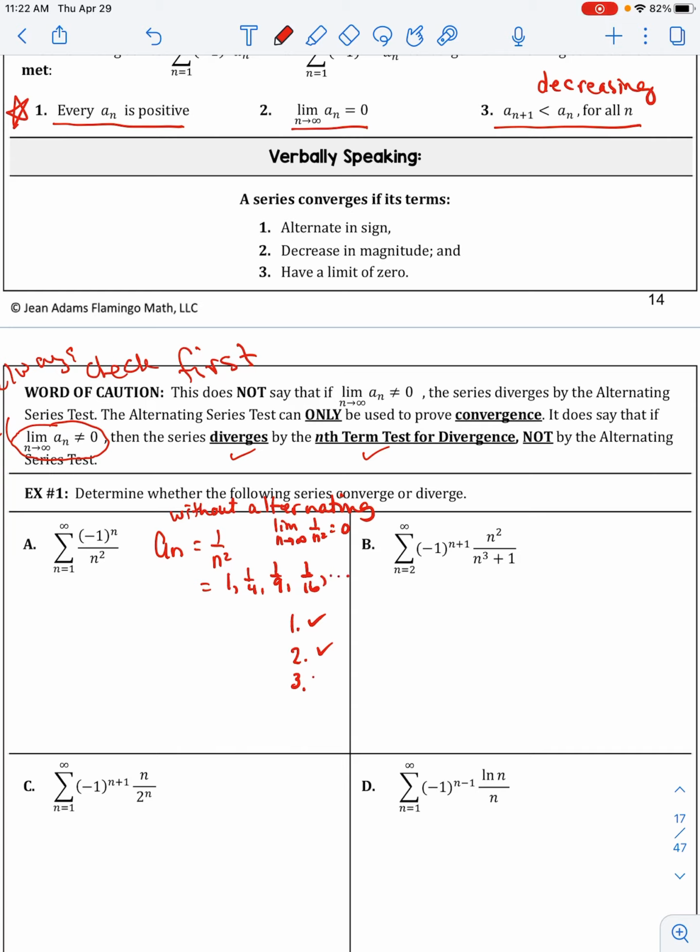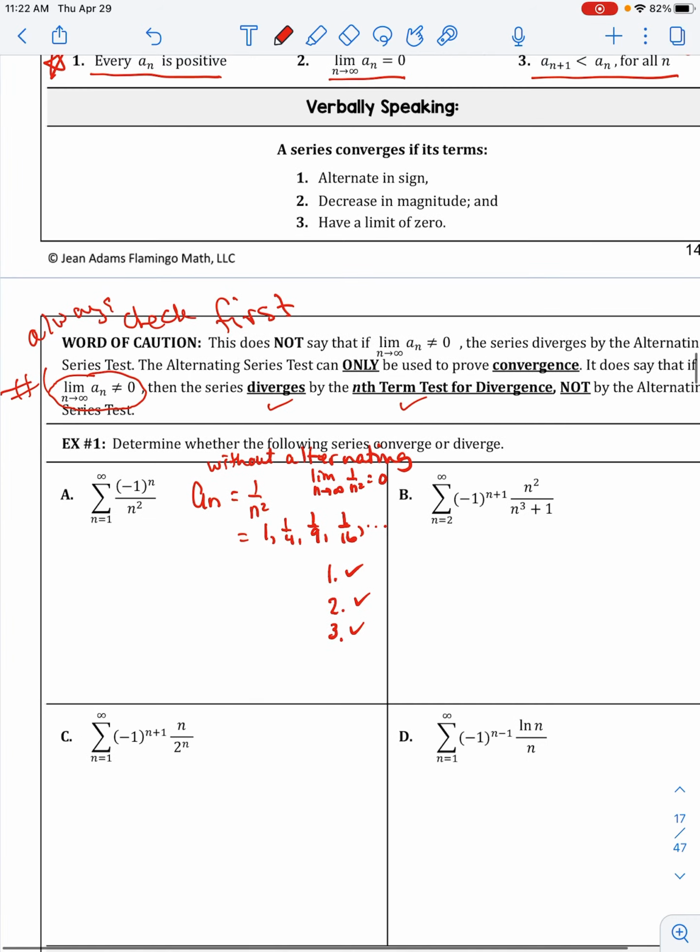And then, is the fourth term smaller than the third term? Is the third term smaller than the second term? And it looks like they all are, okay? So all of these things are true for just my a sub n. So therefore, this is going to converge.